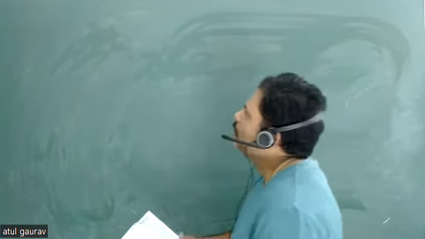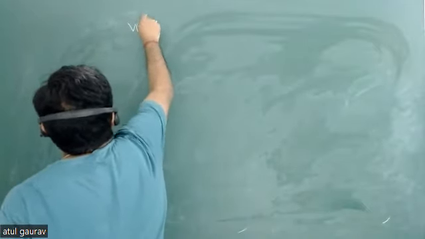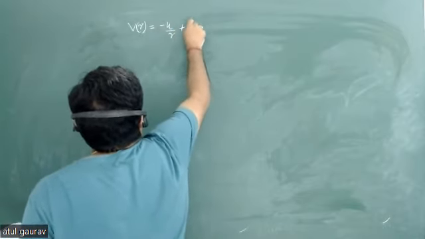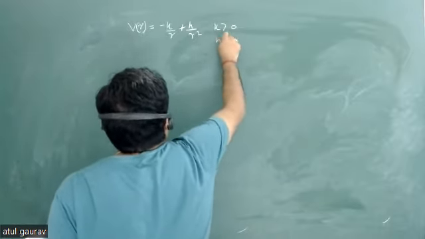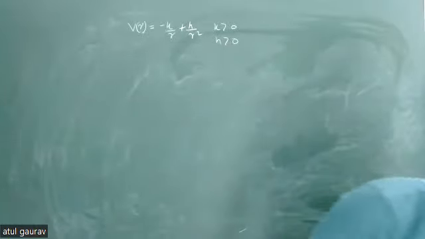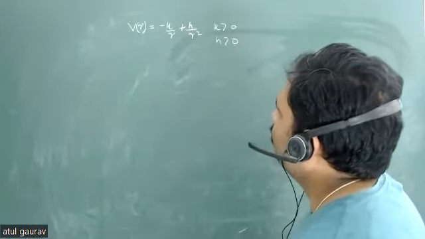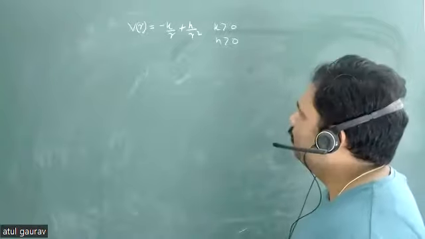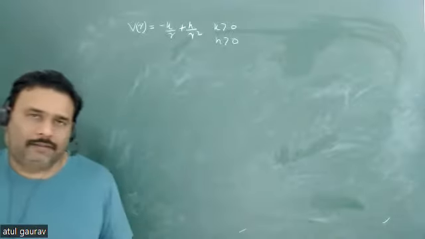So what we have is a very interesting potential. V(r) is equal to minus k by r plus h upon r square, where k is greater than 0 and h is greater than 0. We have to write the equation of orbit.